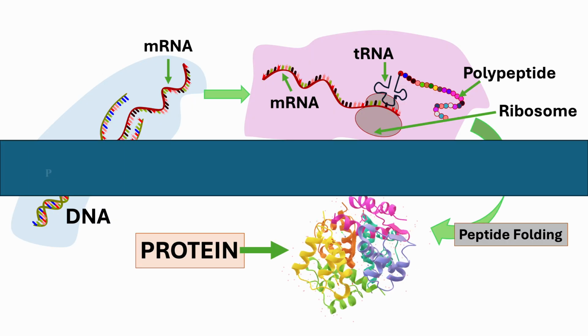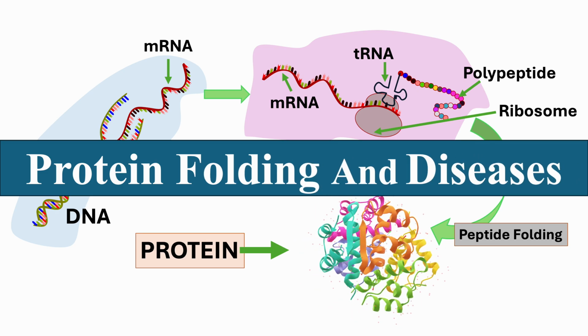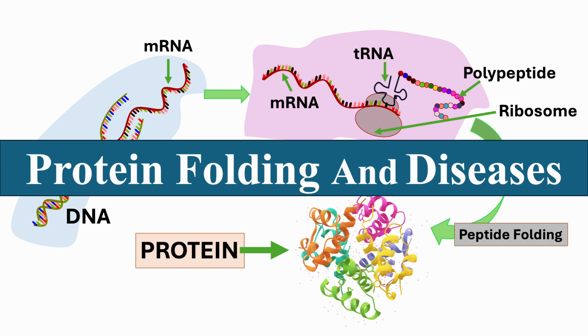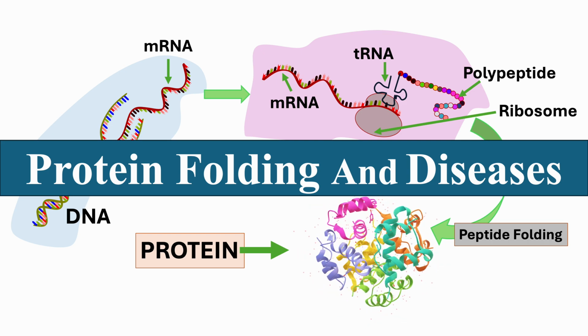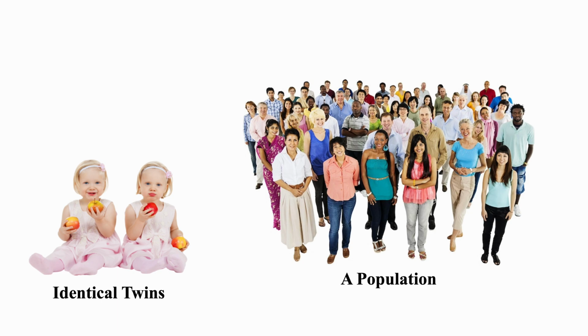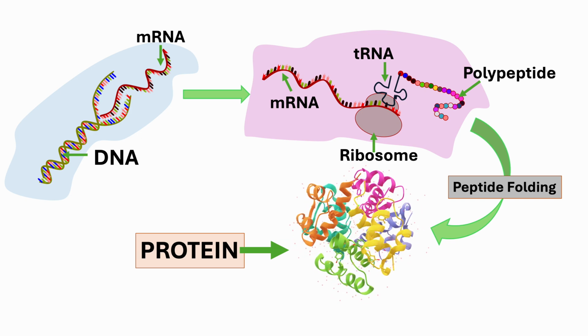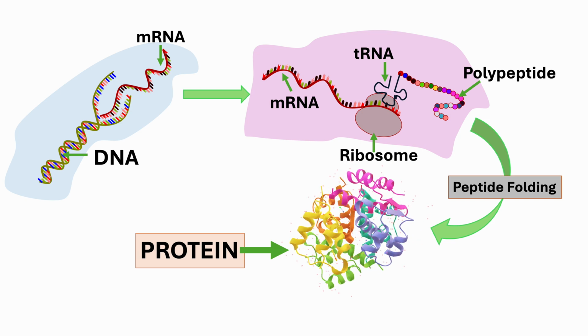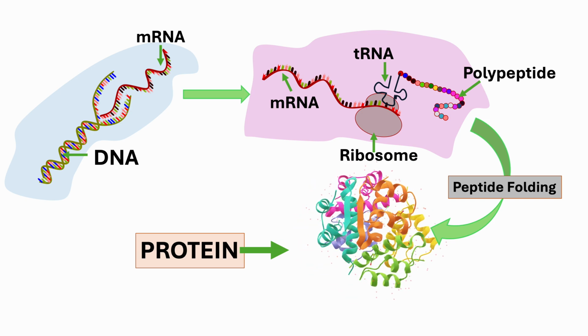In this audiovisual material, we will discuss an overview of protein folding and the consequences of protein misfolding in humans. We often notice differences among people and wonder why they exist. The answer lies in genetics. Our genes code for proteins that shape the physical and physiological traits of all living things.